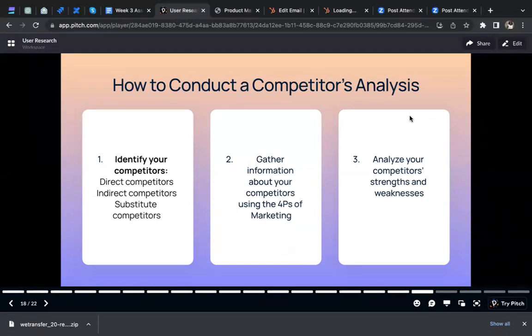Now, after you've identified your competitors, you gather information about your competitors using the 4 P's of marketing. I want to know people that know the 4 P's of marketing in this class. So who can tell me the 4 P's of marketing? Price. Yes, another one.